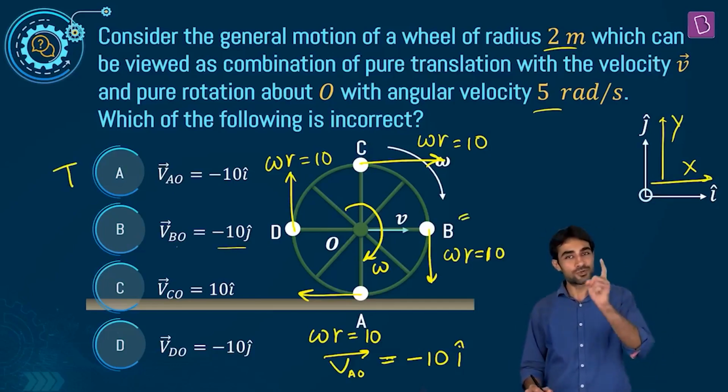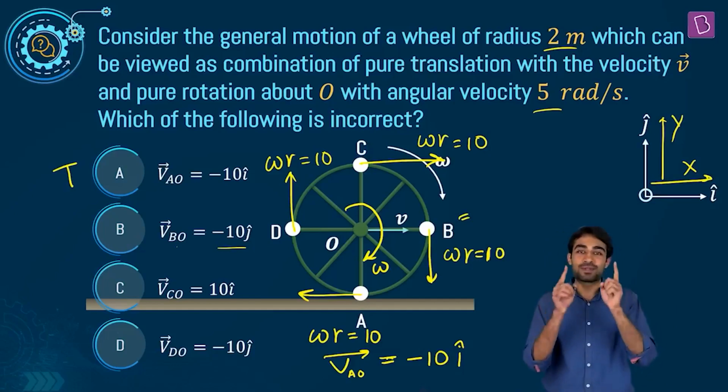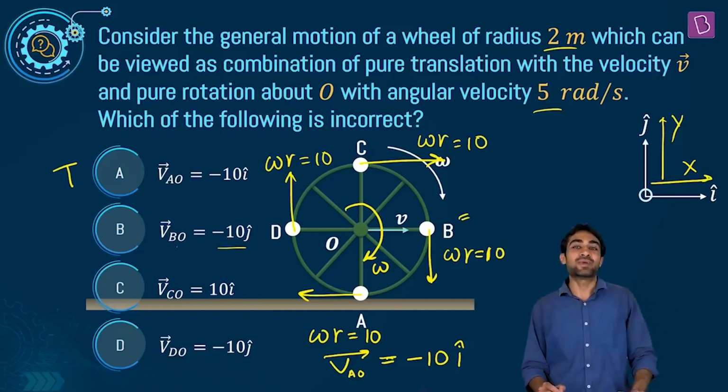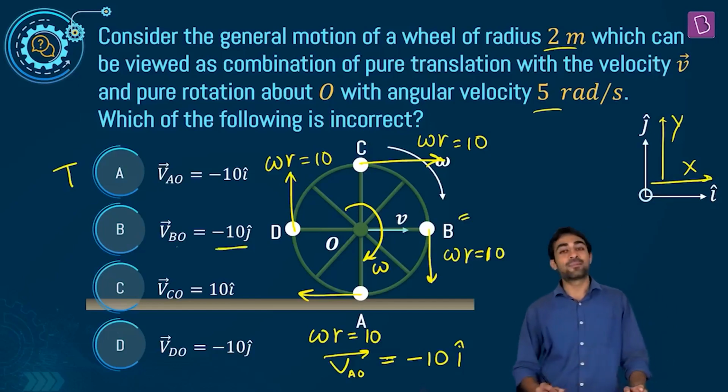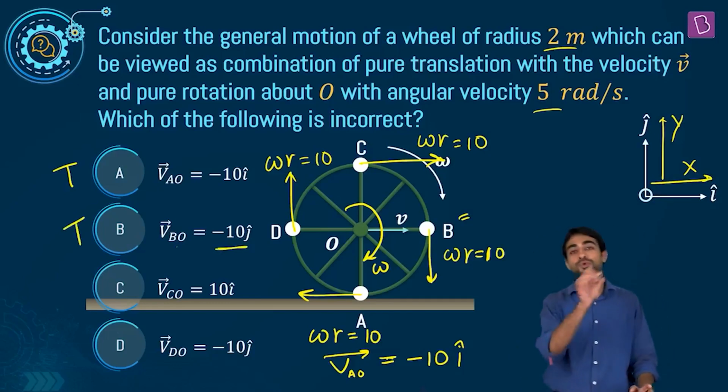So what should be the direction? Direction should be represented by minus j cap. Exactly. So we have minus 10 j cap. This is the velocity of B with respect to O. So option B is also true.